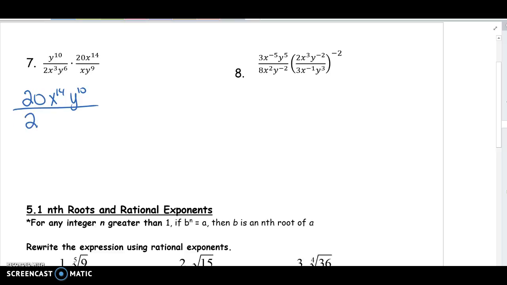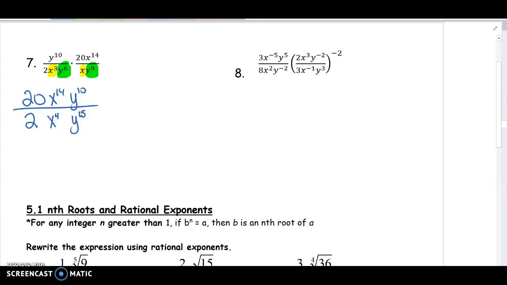Okay, now x's. We've got x to the 3rd from the first fraction. We've got another x in the second fraction. So how many factors of x do we have in the denominator? We have x to the 4th. Now let's look at how many factors of y we have in the denominator. There's 6 factors of y in the first denominator, 9 factors of y in the second denominator. So how many factors of y do we have in the denominators? 15 of them.